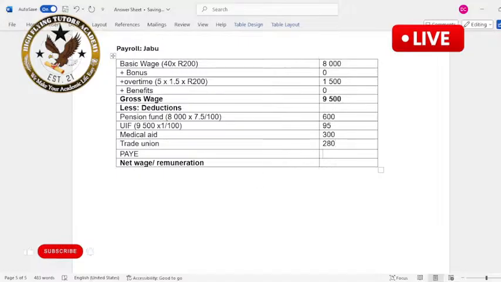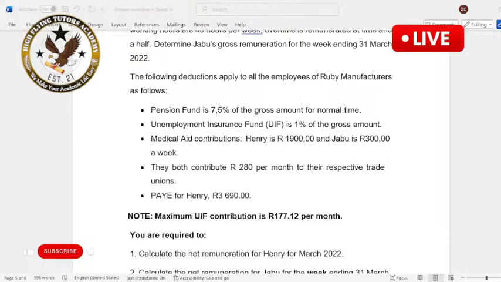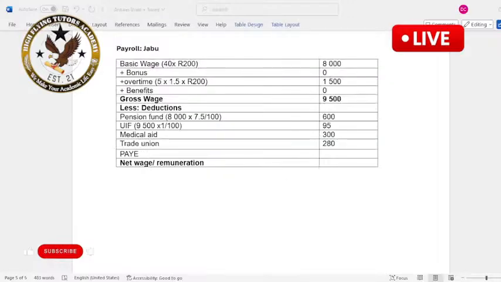And then for pay as you earn, did we have any instruction on pay as you earn for Jabu? Because I see for Henry on the question there, we don't have for Jabu. Are you with me? We don't have for Jabu. So that means for Jabu, pay as you earn, we put 0. We don't have it. Right? We put 0 there and then we are done.